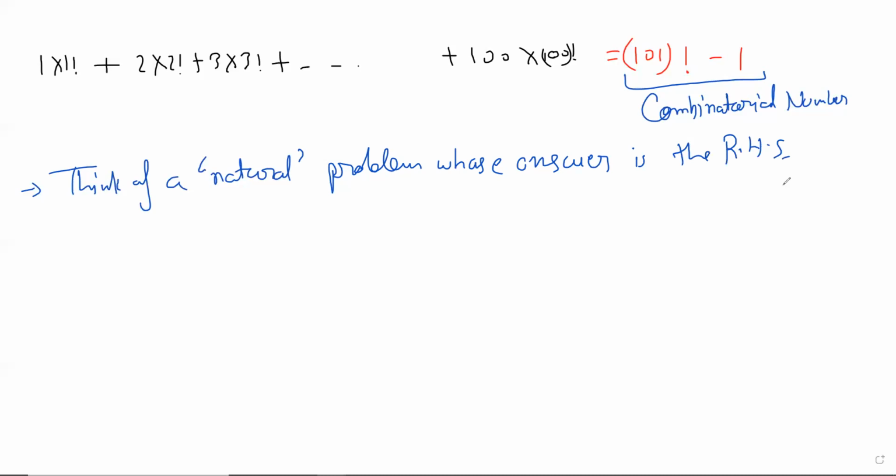Just this, and then you can guess what the next step should be. But this is only the question I'm asking to do. The next question would be, can you solve that problem in a different way so that you get this LHS as the answer? Then you would know they're equal because you have solved the same problem in two different ways. But for the time being, just think of a natural problem whose answer is the RHS.